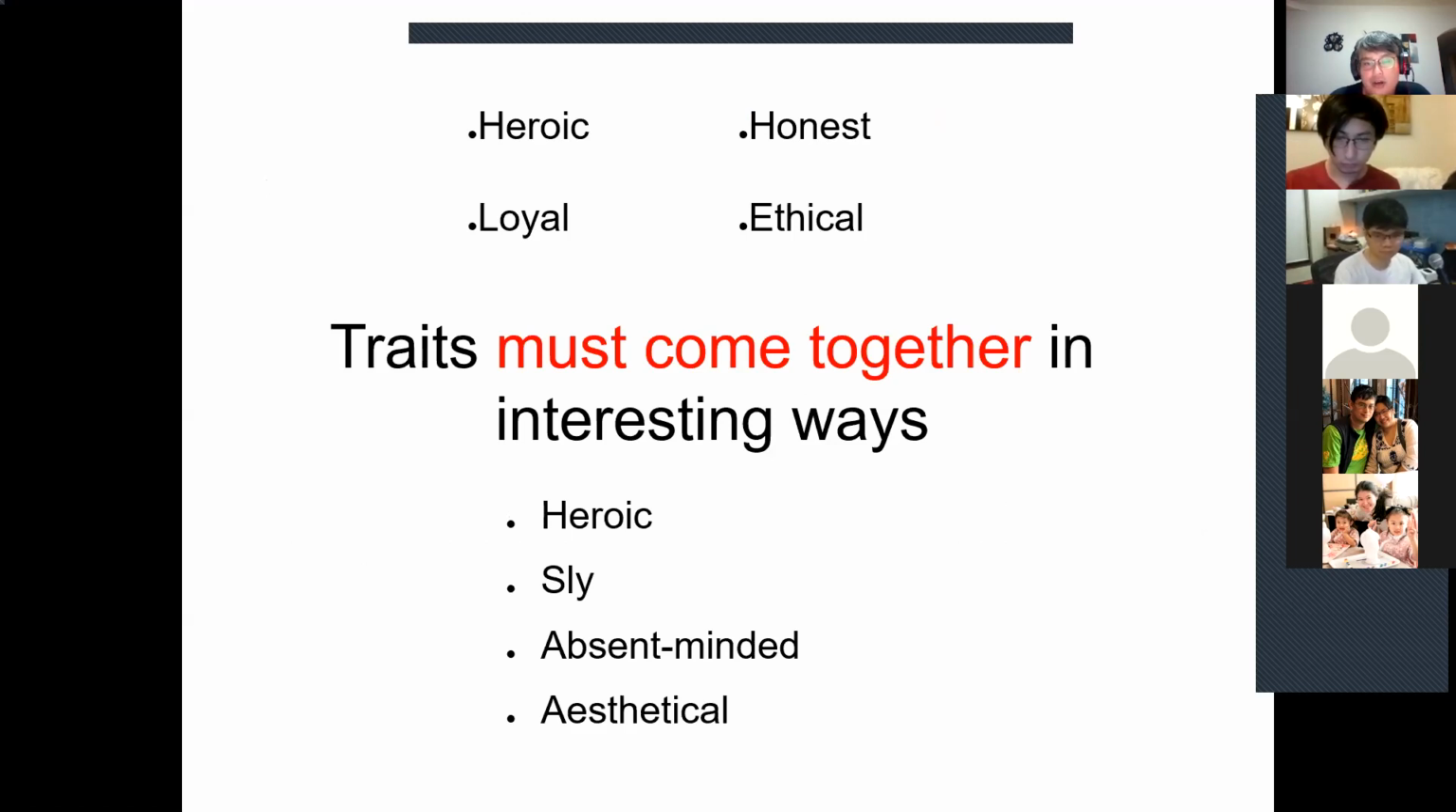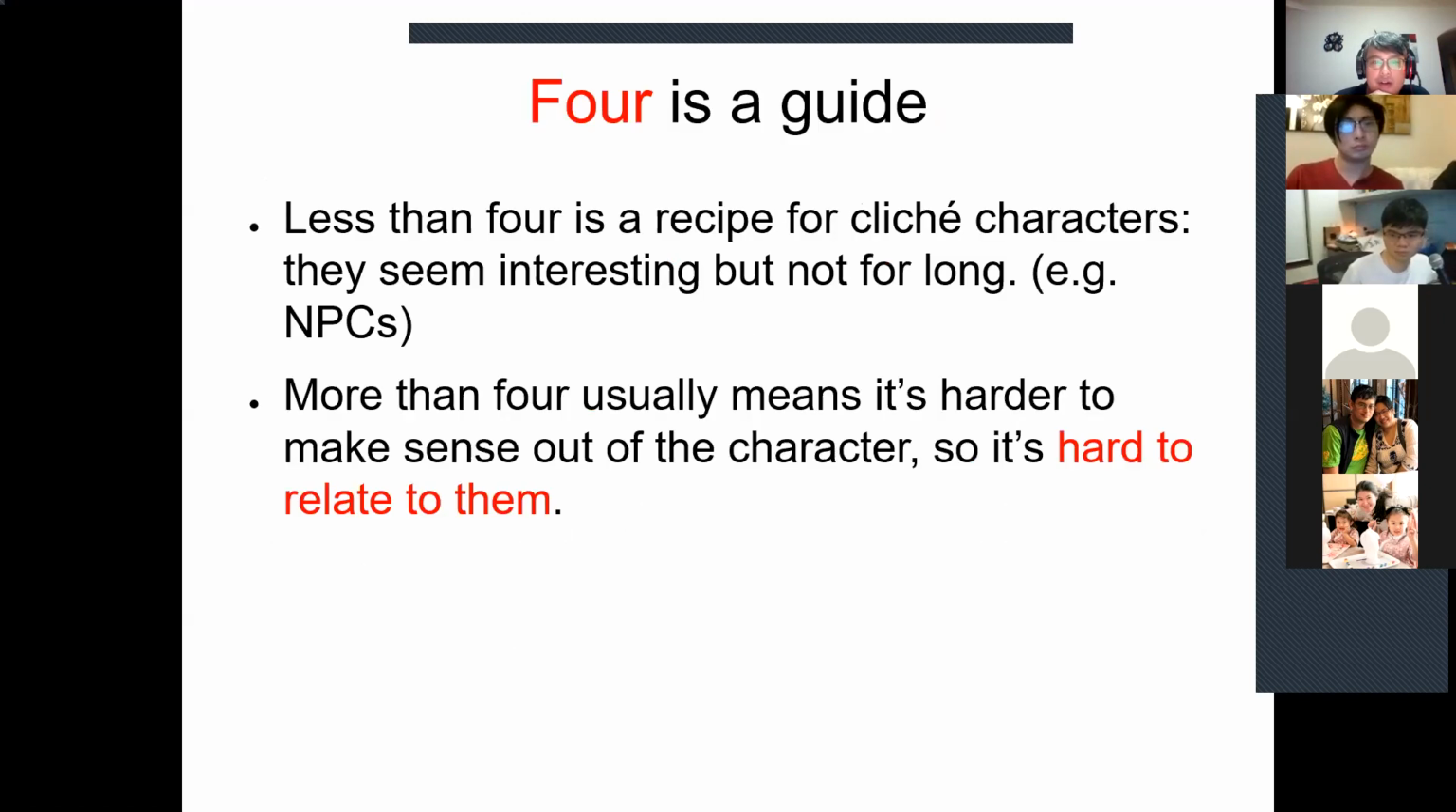For example, here you have someone who's heroic yet sly. He's absent-minded, ascetical, right? The traits have to be what drives your character. Four is a guide, and it's one I find works quite well. If you have three or two, you generally wind up with what you call in games your NPC, the non-player character, the small character with a minor side role.